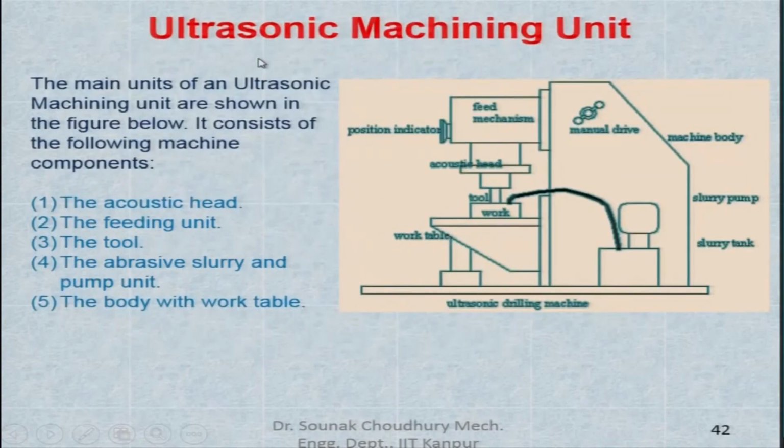Now, the unit in ultrasonic machining is the following. This is the basic machine body. Here we have the slurry pump and the slurry tank, from where the slurry is supplied to the machining zone, where we have the work on the work table, and the tool here. The tool is mounted on the acoustic head, and the acoustic head is something like this. It actually goes in like this, and this is the tool.